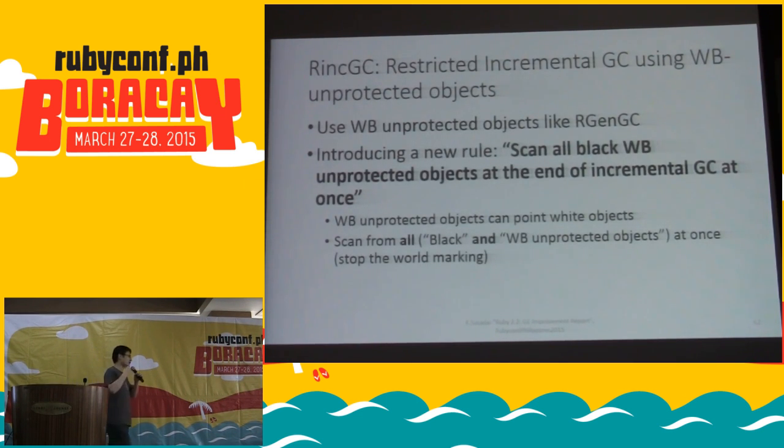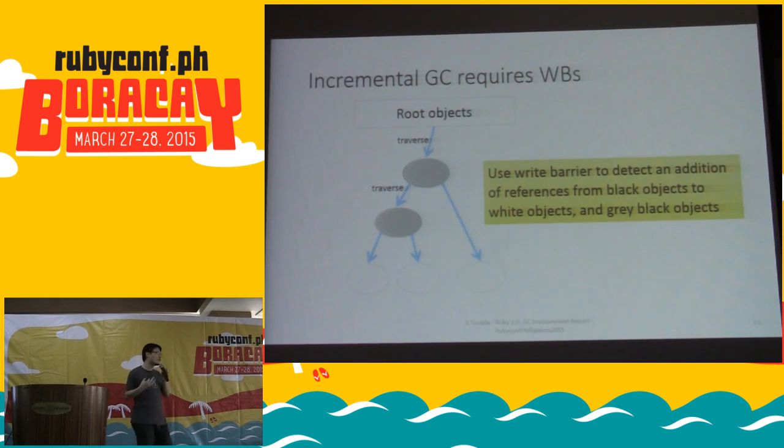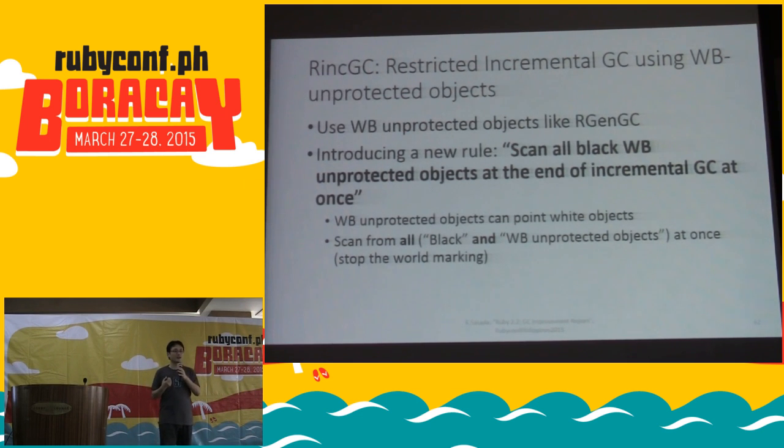This is a well-known GC algorithm, but Ruby MRI doesn't have perfect write barriers. So we also need to consider write barrier unprotected objects. After that, we introduce a new rule: scan all black write barrier unprotected objects at the end of marking. This rule makes incremental GC work correctly.